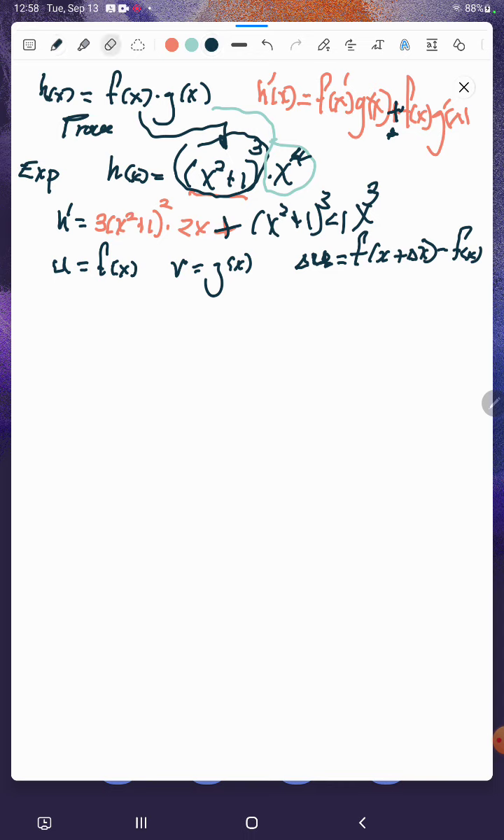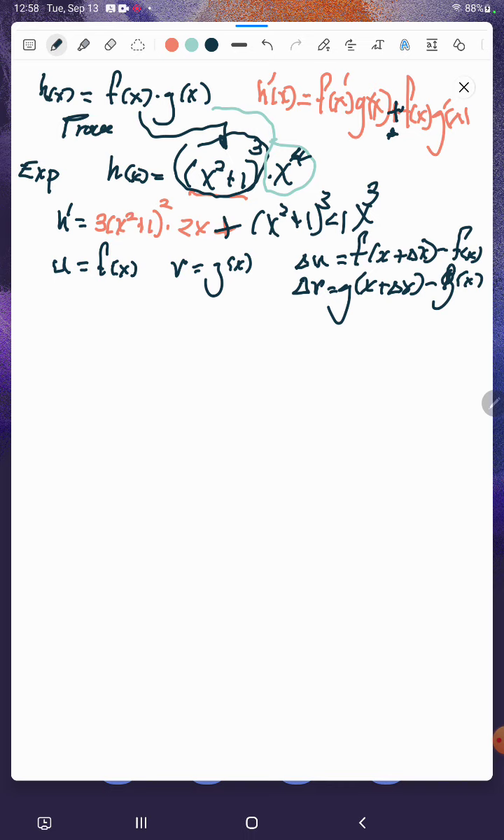Let's make it a little neater. u. And of course, I'll have a change in v too, which would be g of x plus a little change in x, minus where it used to be, and that was g of x.